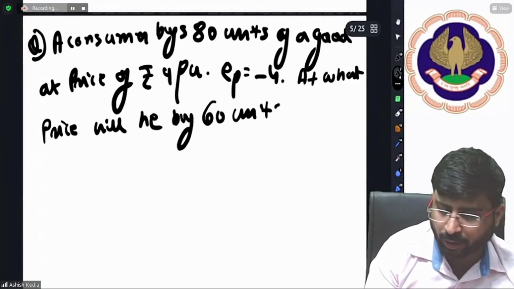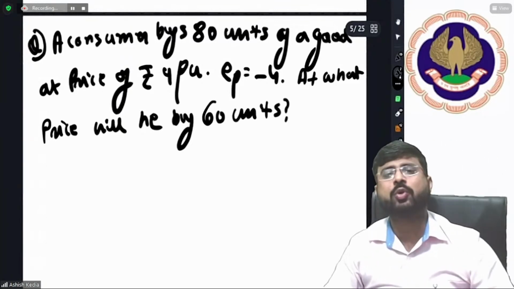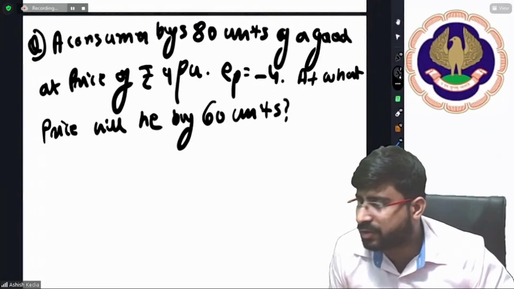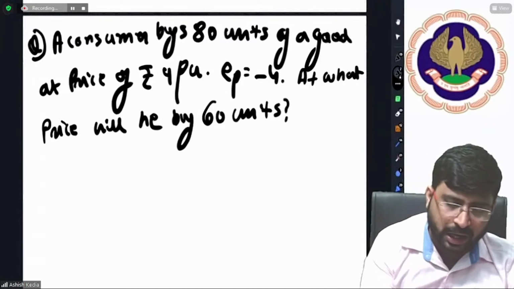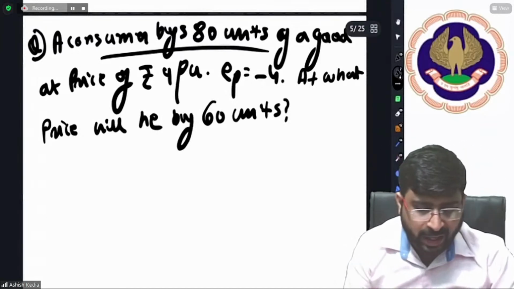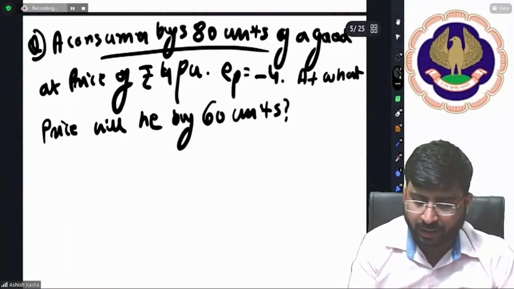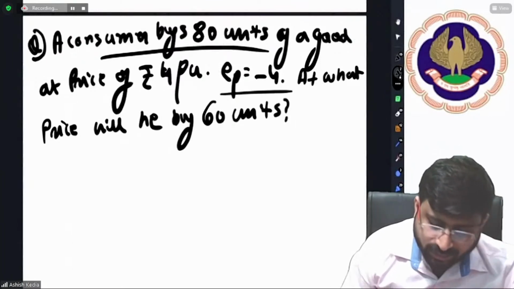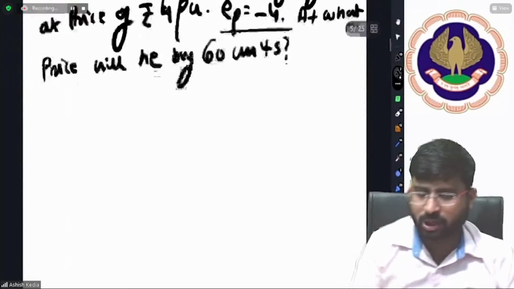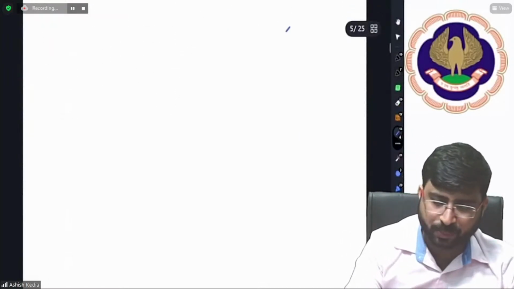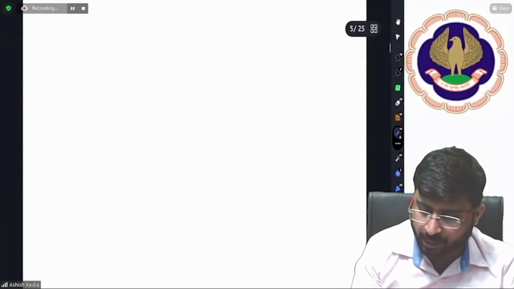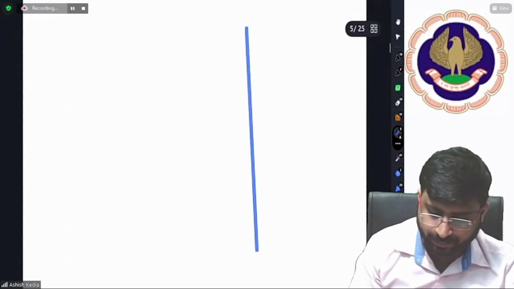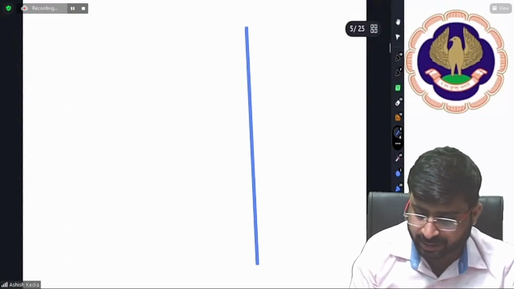So guys, before you solve this question, hold on. I want you to learn one more thing. Yes, we will take the positive value. But here, a consumer buys 80 units of a good at a price of rupees 4 per unit. Now price elasticity is minus 4. They're asking us at what price will he buy 60 units. So let me explain it to you. Pay attention, everybody.